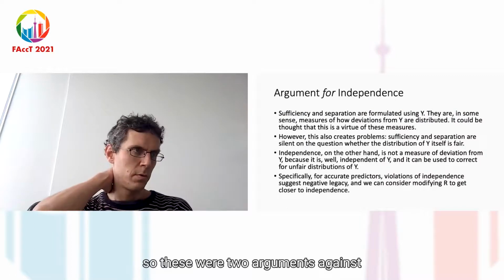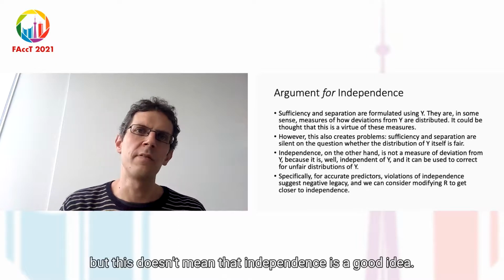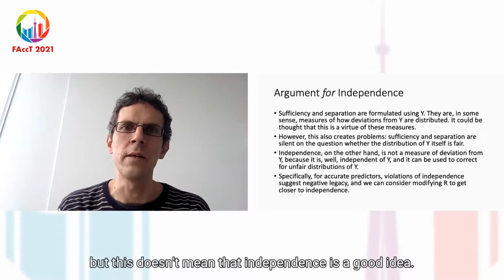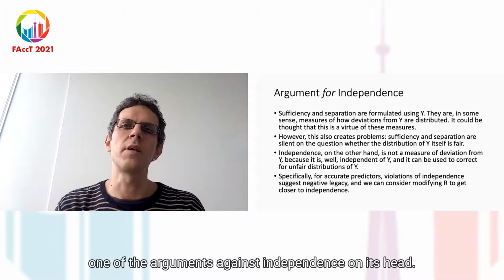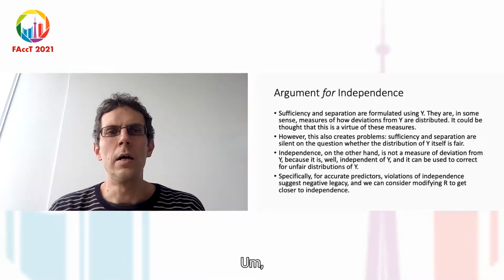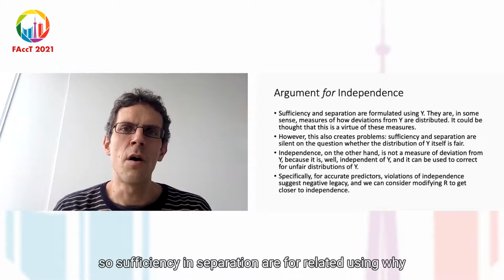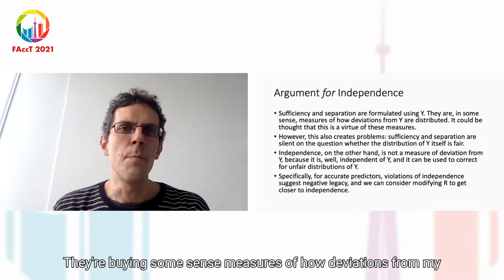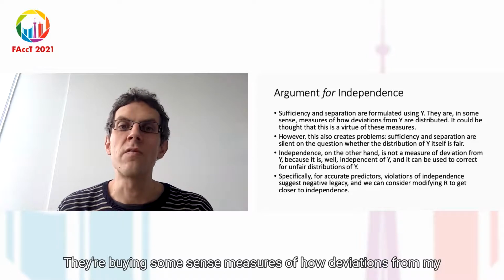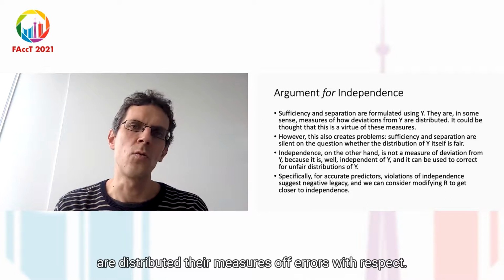Okay, so these were two arguments against independence that I scrutinized, but this doesn't mean that independence is a good idea. And so here's one argument for independence that actually turns one of the arguments against independence on its head. Sufficiency and separation are formulated using Y. They are thereby, in some sense, measures of how deviations from Y are distributed. They're measures of errors with respect to Y.